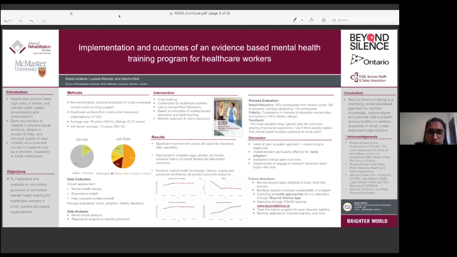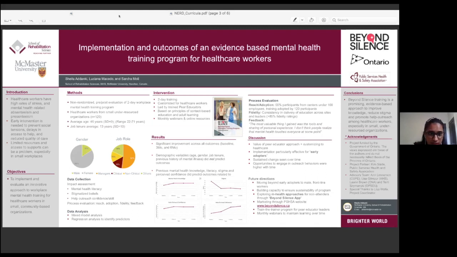In terms of the process evaluation, the program was effective in being able to reach out to small and under-resourced organizations, and the program was delivered uniformly across locations. The feedback for the program was quite positive, where workers described that they've learned tools to be able to reach out for help, and also they've learned from the power of sharing personal experience.